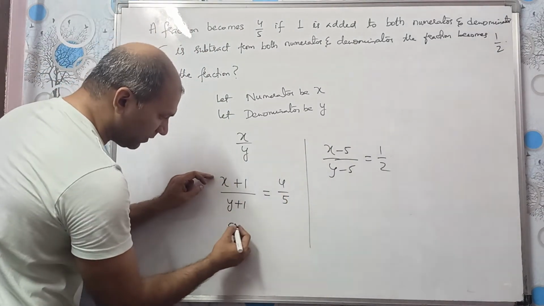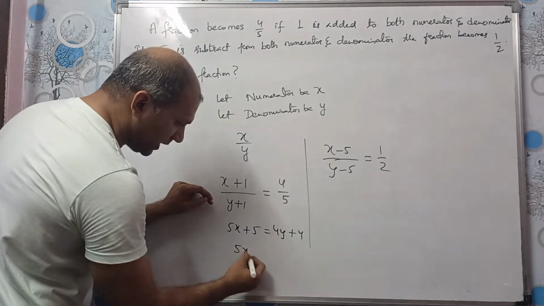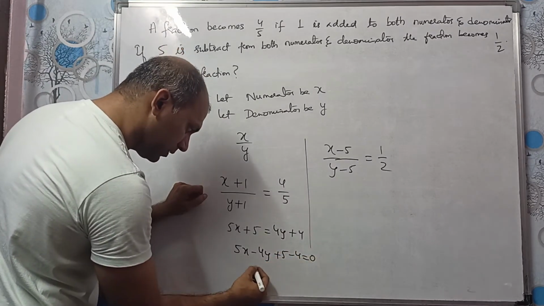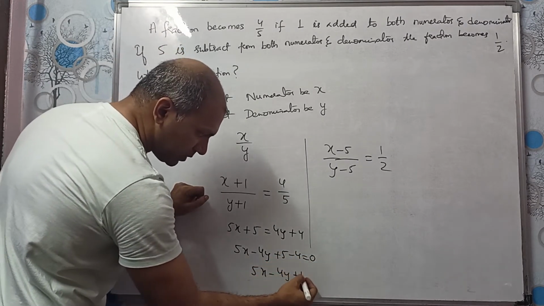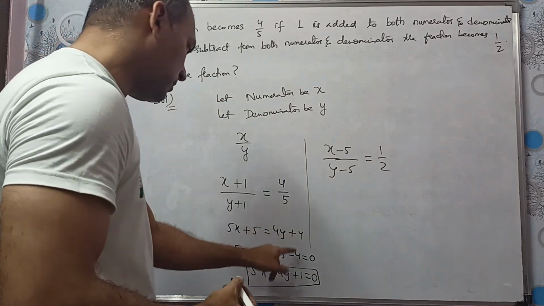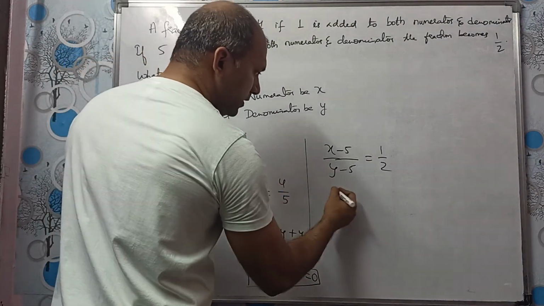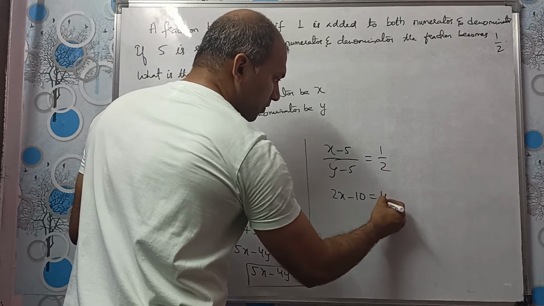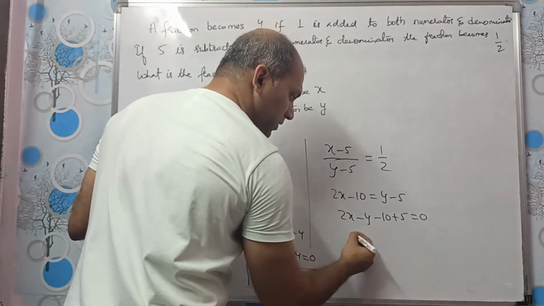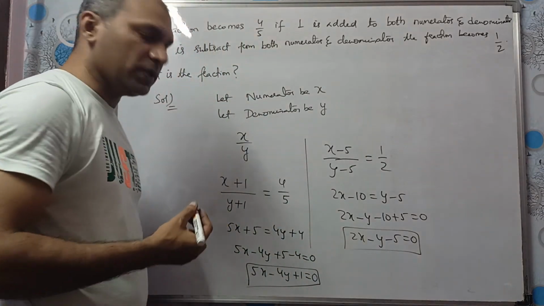Cross multiply, it will become 5x plus 5 is equal to 4y plus 4. So this is 5x minus 4y plus 4 minus 4. 5x minus 4y plus 1 equal to 0. This is the first equation, right? 5 minus 4, yes, everything is correct. Alright, here 2x minus 10, y minus 5. So this is 2x minus y minus 10 plus 5 equal to 0. So 2x minus y minus 5 is equal to 0. So we have two equations now.